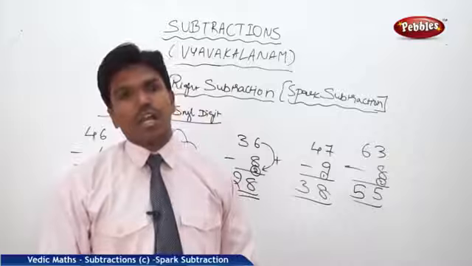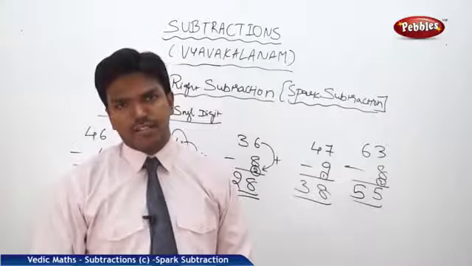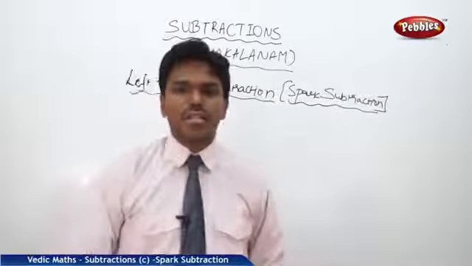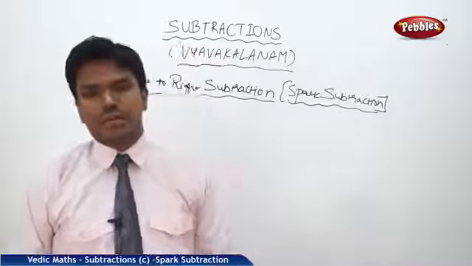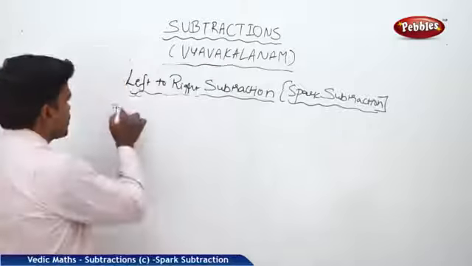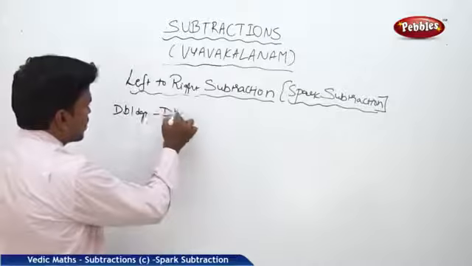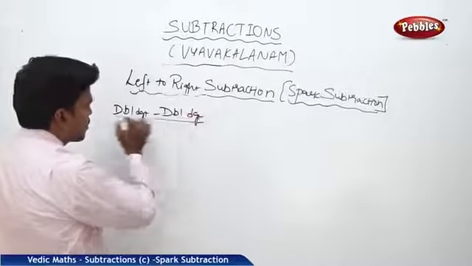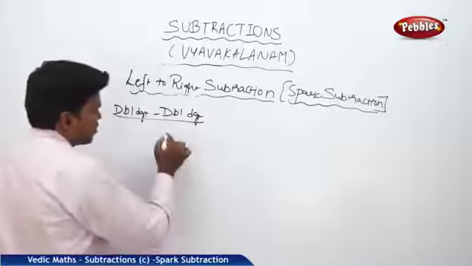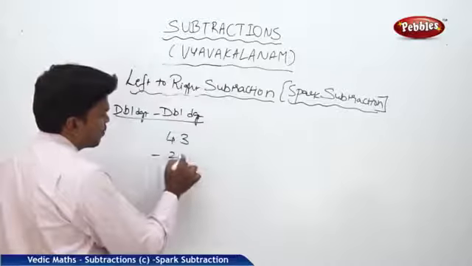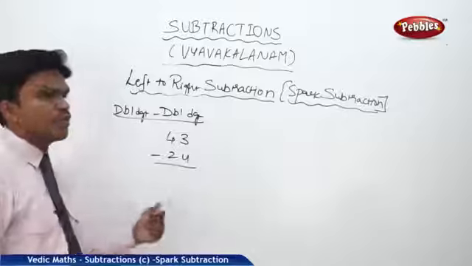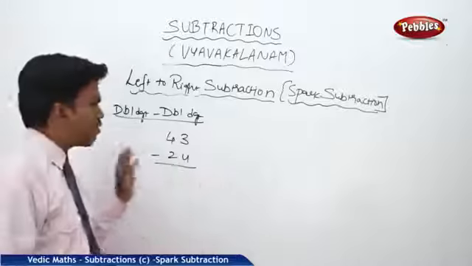Now we will see double minus double. So now we will discuss double digit minus double digit subtraction. Now suppose 43 minus 24. I want to subtract 24 from 43. Now start from the left to right.